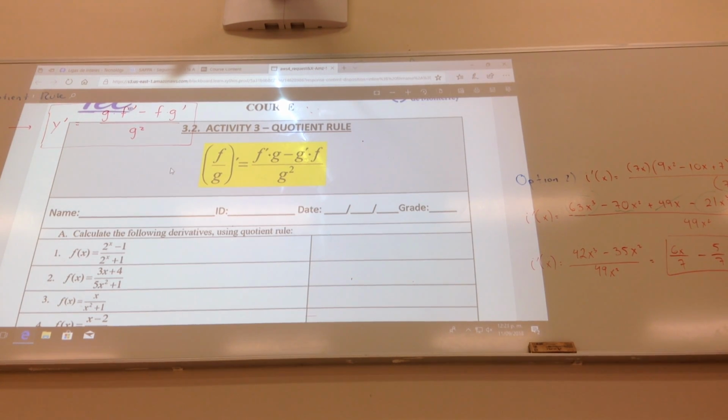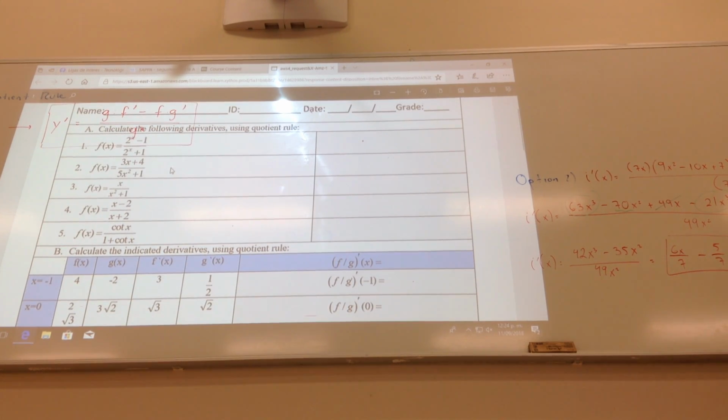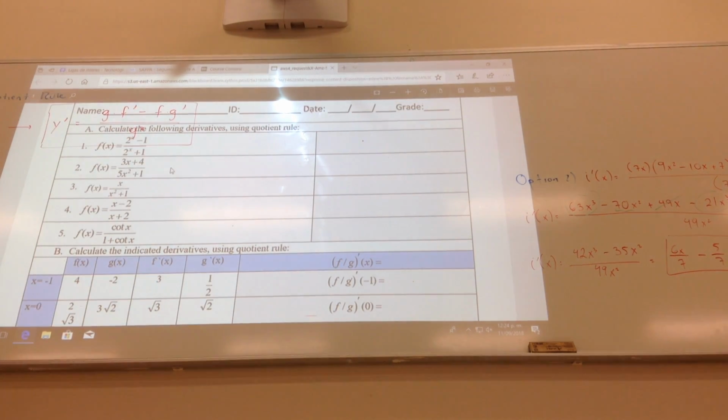This is a new activity, 3.2.3. The format is the same, but it's not the same activity as yesterday. Okay? I'm just telling you that this is a new activity. So, like yesterday, I'm going to solve one for each part. Tomorrow, bring both activities so you can finish them in class. Tomorrow, 3.2.2, 3.2.3. Okay? Fine.